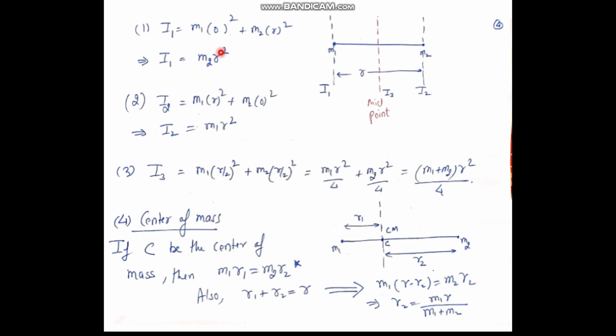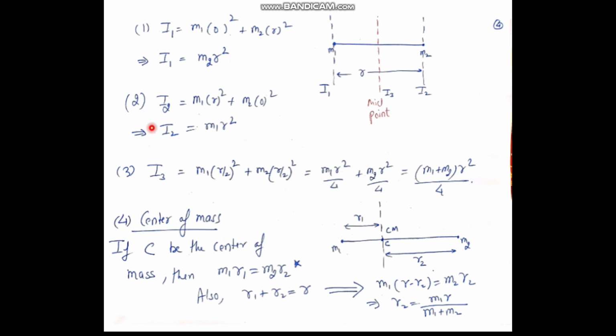First case. In first case, we have to find the moment of inertia about this axis. So this is the axis, and now I have to calculate the moment of inertia. So I will multiply m1 into perpendicular distance, which is 0, because m1 itself lies on the axis of rotation. So m1 into 0 square plus m2 into the perpendicular distance of m2 from this axis, which is r. So m2 into r square. So the answer to the first part is m2 r square.